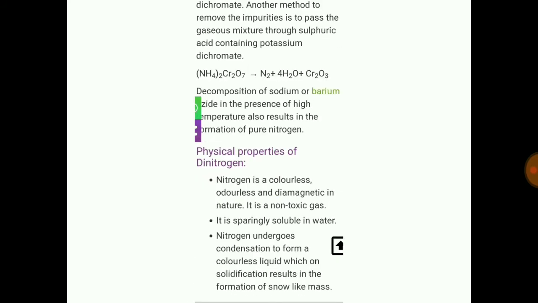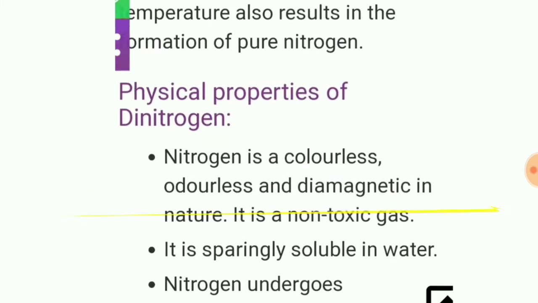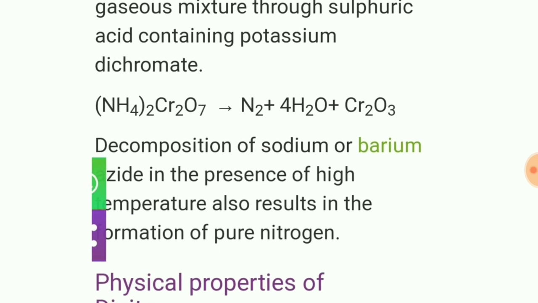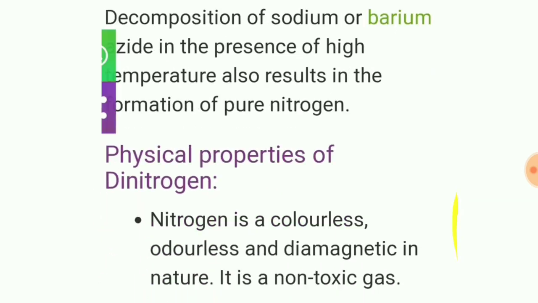Another method to remove these impurities is to pass the gaseous mixture through sulfuric acid containing potassium dichromate. Decomposition of sodium or barium azide at high temperature also results in the formation of pure nitrogen.